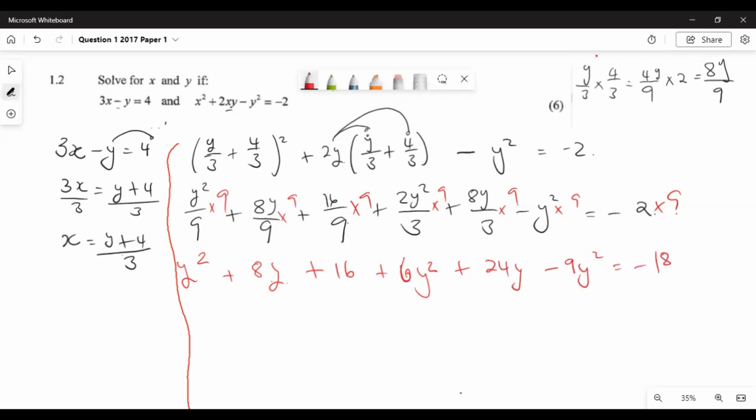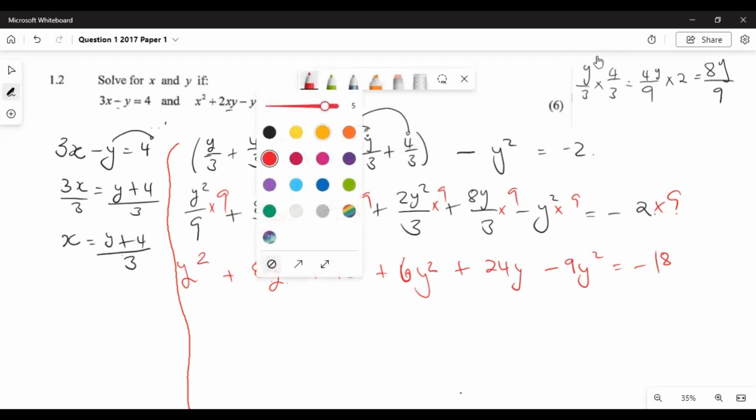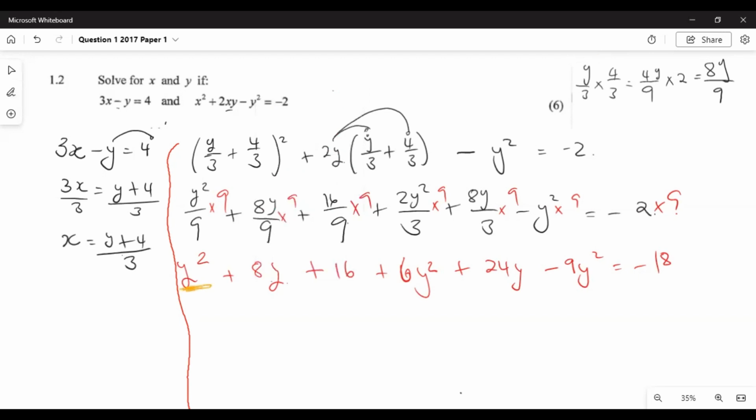Let's then take a look at the common, right? Simplify our equation. We'll start with the squared. We have y squared over here, 6y squared over here, and minus 9y squared over there, giving us 2y squared, negative 2y squared to be more precise. Okay, then we move on to the y's. We have 8y plus 24y, giving us 32. So that's 32y.